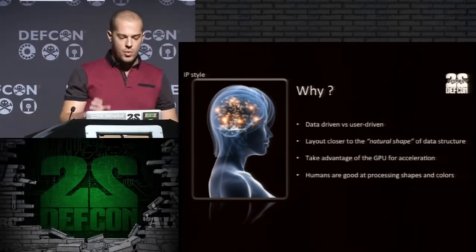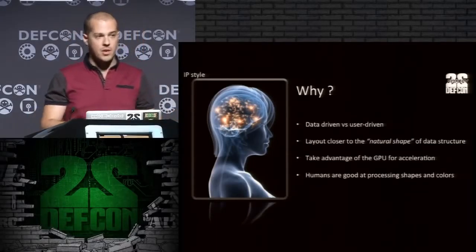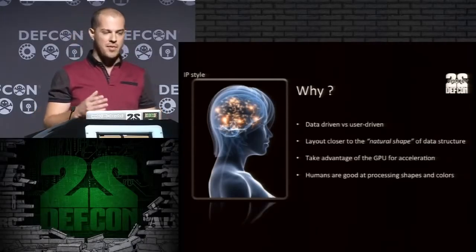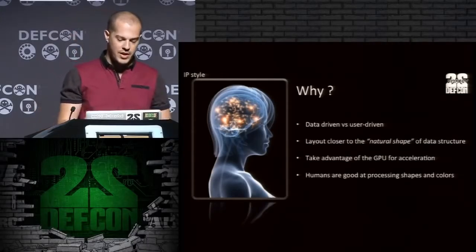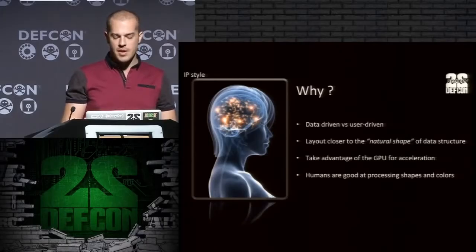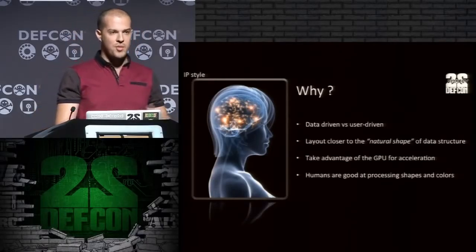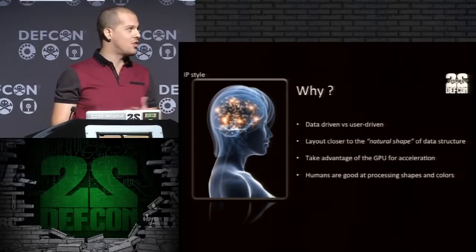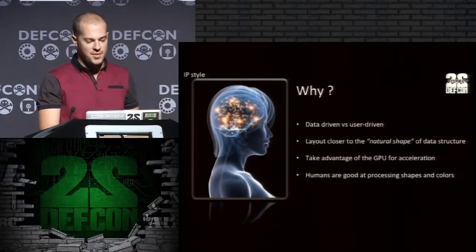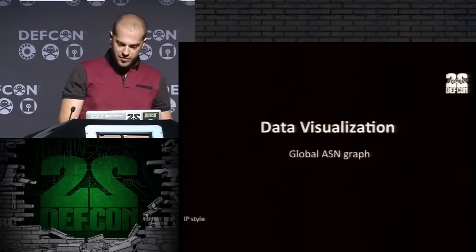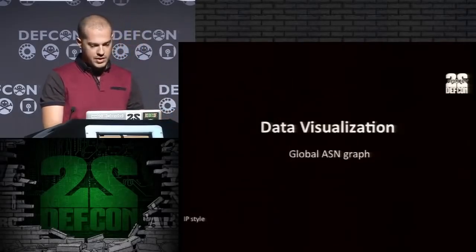We take advantage of the GPU for acceleration. GPUs have become insanely fast at vector-based operations, so it would be a shame not to take advantage of that. And finally, main point, humans are so much better at processing shapes and colors than text data. So let's see how it looks. We'll take a look at the whole process.